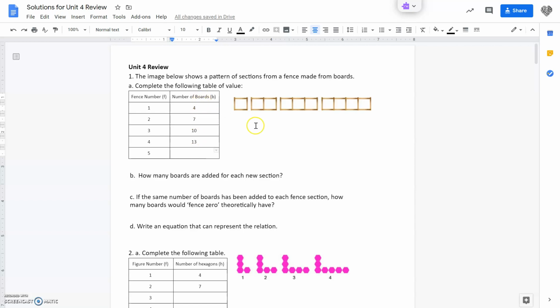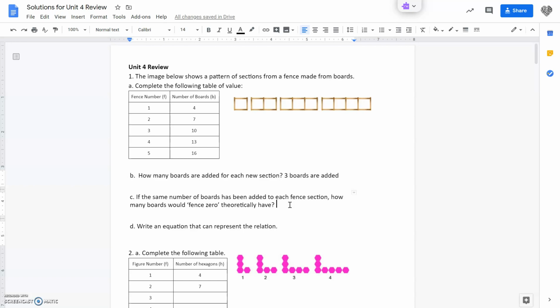Well, if you just look, you could draw the next section if you wanted to, or if you just look at the pattern, we're going up by 3 each time. So 4 plus 3 is 7, 7 plus 3 is 10, 10 plus 3 is 13, 13 plus 3 is 16. So that kind of answers our B part here. How many boards are added for each new section? 3 boards are added.